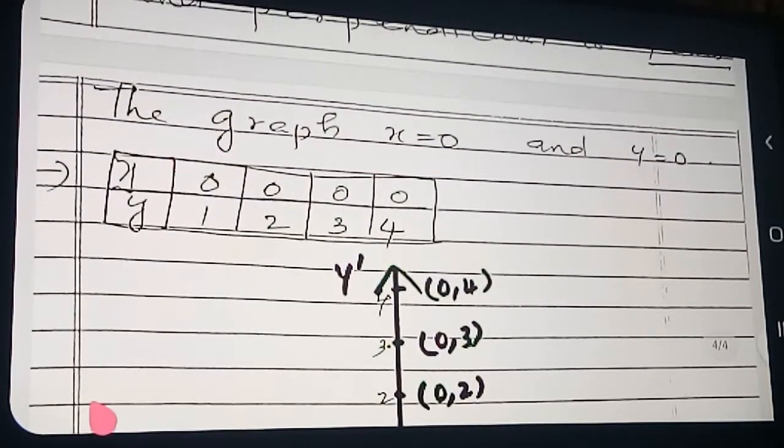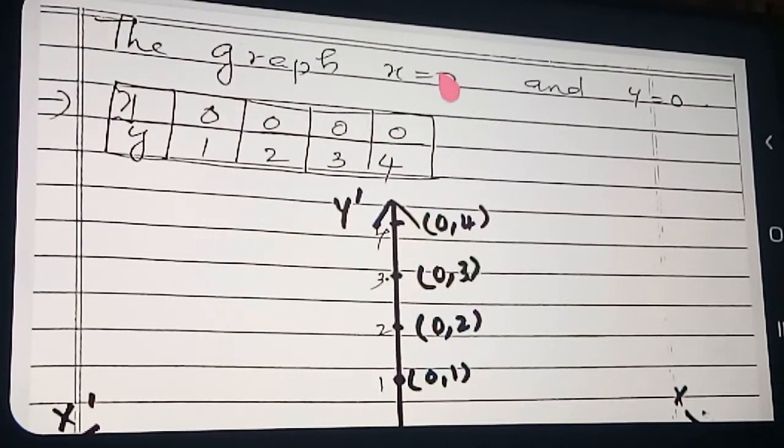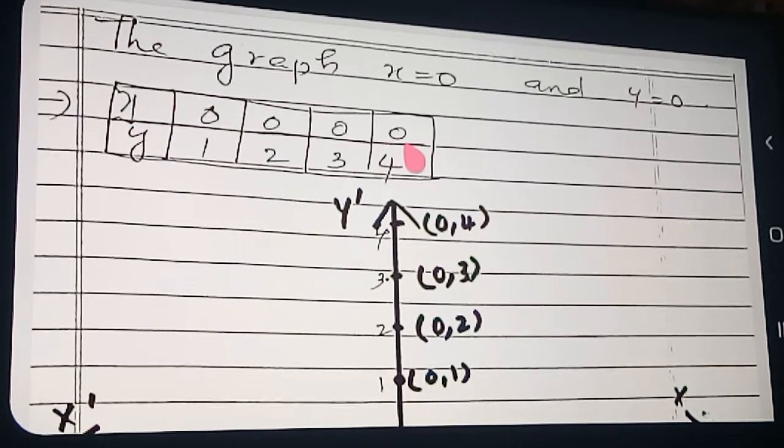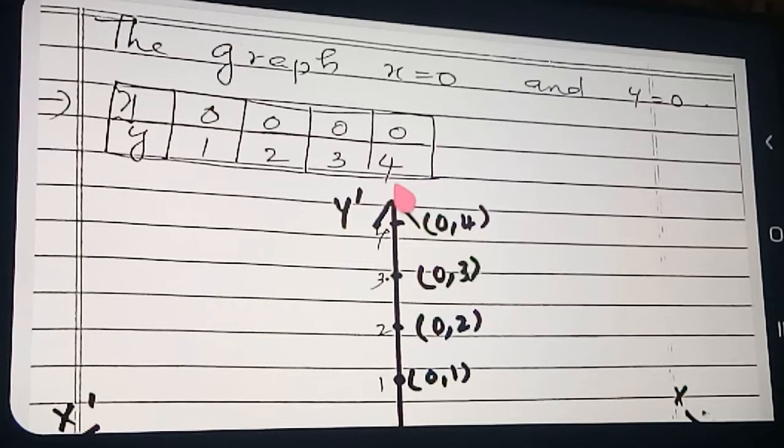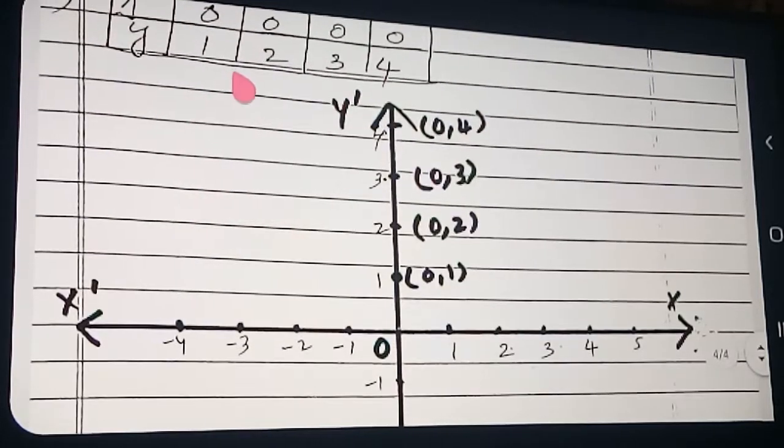Now we will move to the last point. Okay. See here. The graph of x is equal to 0 and y is equal to 0. What is the graph of x is equal to 0? So you see here, x is equal to 0 means I told you everywhere x will take 0, and for y, any value you can write. So here I wrote 1, 2, 3, 4.